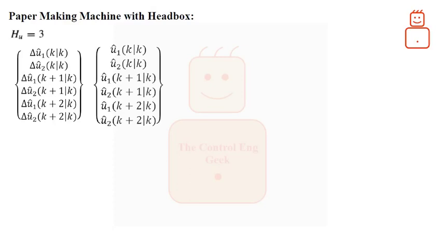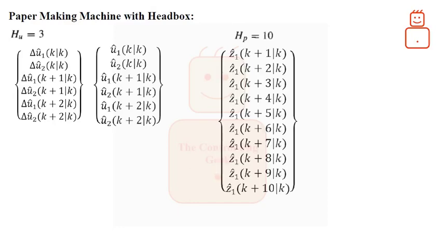Note that as HU is 3, and we have 2 control actions, each controller will have 3 future predictions, in total 6 items in the vectors of change in control and range of control actions. For the controlled output, as we have HP equal to 10, we have 10 future predictions as shown. We will say more about this constraint later.